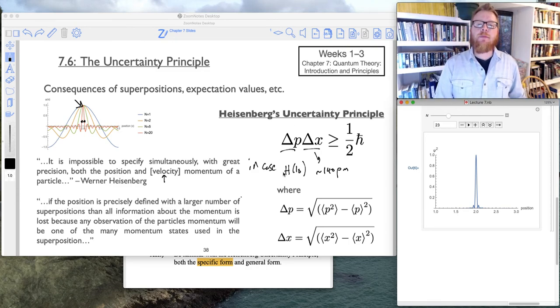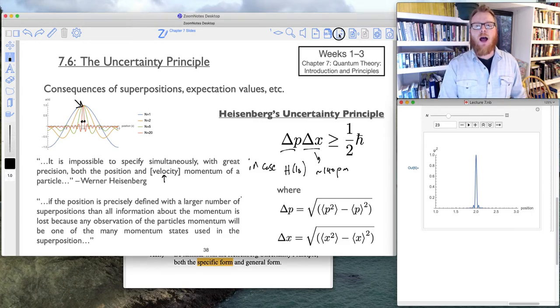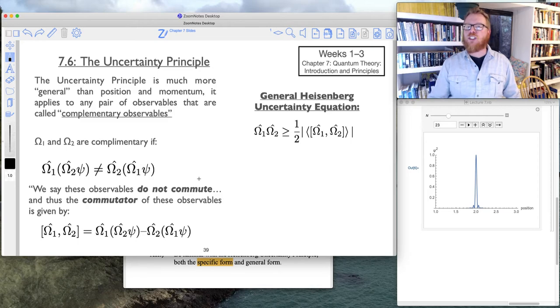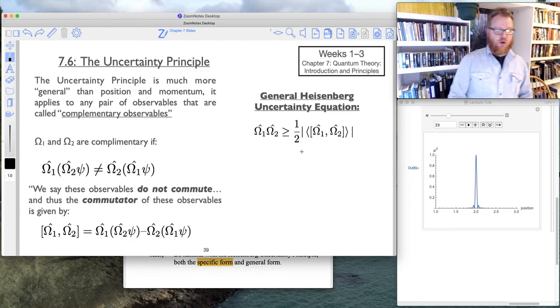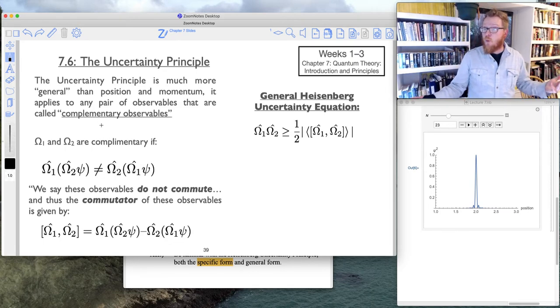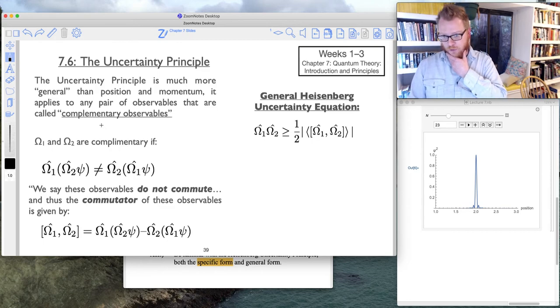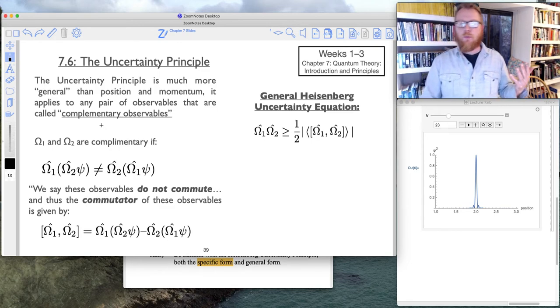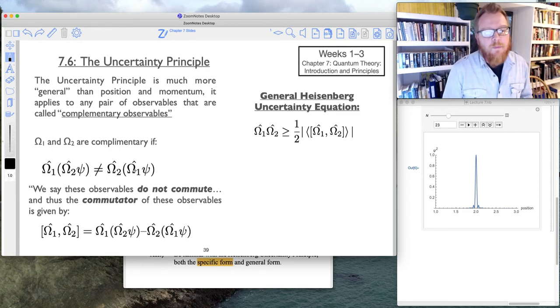Now, this Heisenberg, as far as momentum and position, is very specific. As it turns out, Heisenberg is more general. So this is our general Heisenberg term. The uncertainty principle applies to any pair of observables that are called complementary. Position and momentum are complementary observables. So how do we know if two observables are complementary? Well, they must have the following property.